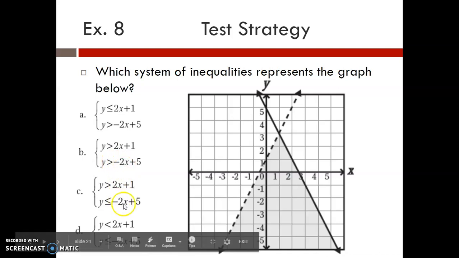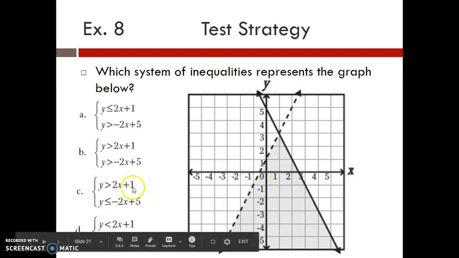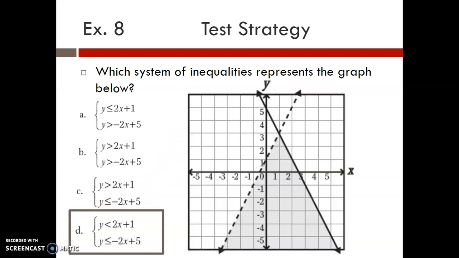Neither can B. But C and D could very well be our answer because both of their negatives have the less than or equal to symbol. So we've narrowed down now to C or D. And we know that our positive slope has to be dotted, which is also represented by C and D. So now it comes down to our dotted line. If we look at the shading, we see that the shading is being represented below the line. So below the line is the less than symbol. And between C and D with the 2x plus 1, the only one with the less than symbol is D. D is our answer for our inequalities that match the graph.